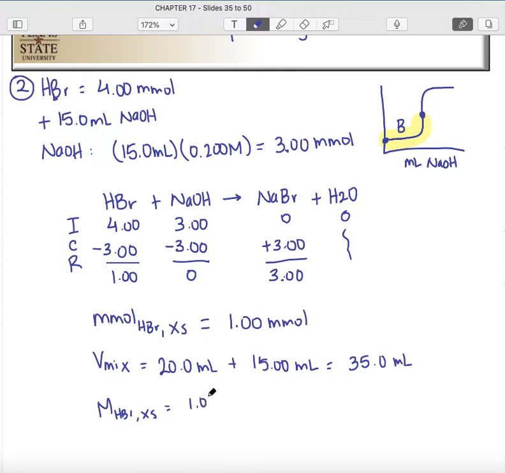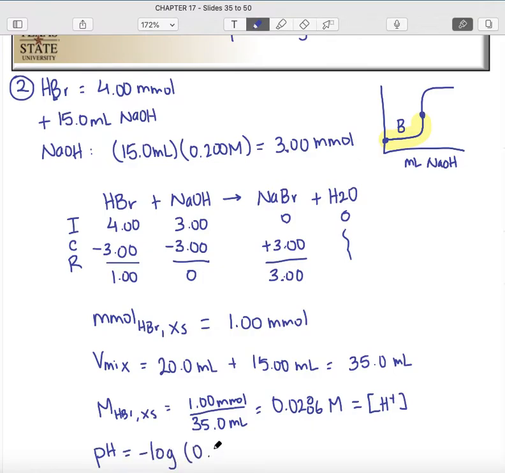I can now calculate the concentration, the molarity of that HBr in excess, which is going to be the number of millimoles, 1.00 millimoles, divided by the milliliters, 35.0 milliliters, and the answer to the molarity is therefore 0.0286 molar. And since HBr is a strong acid, it will completely dissociate in solution, meaning that the concentration of the HBr is equal to the concentration of the hydrogen ion in the solution. And so therefore now I can find my pH by taking the negative log of that hydrogen ion concentration in the solution, which was 0.0286, and that gives me a number which is 1.544. Three significant figures, 3 decimal places on our answer, and we are done with the second part.